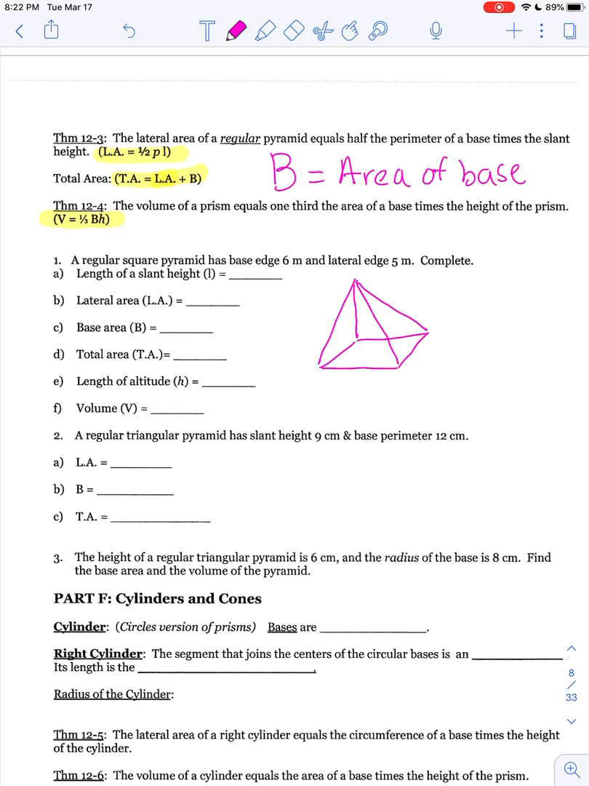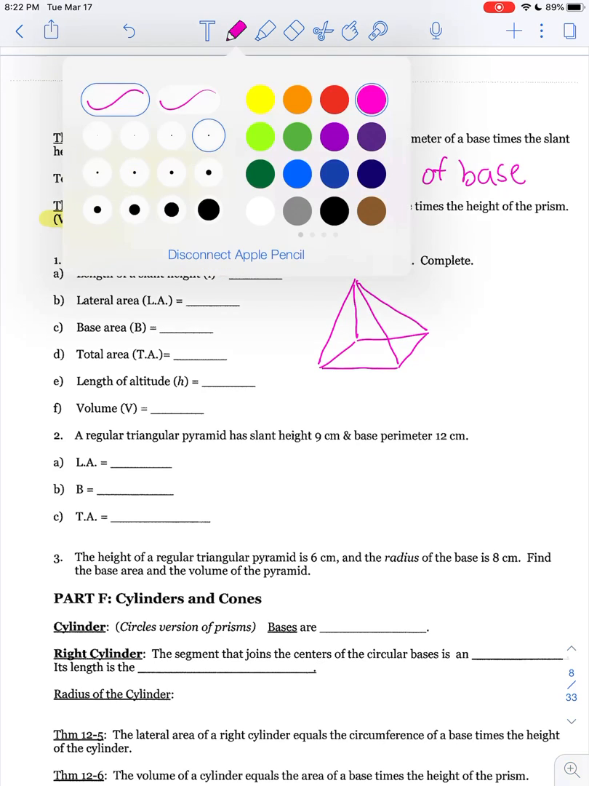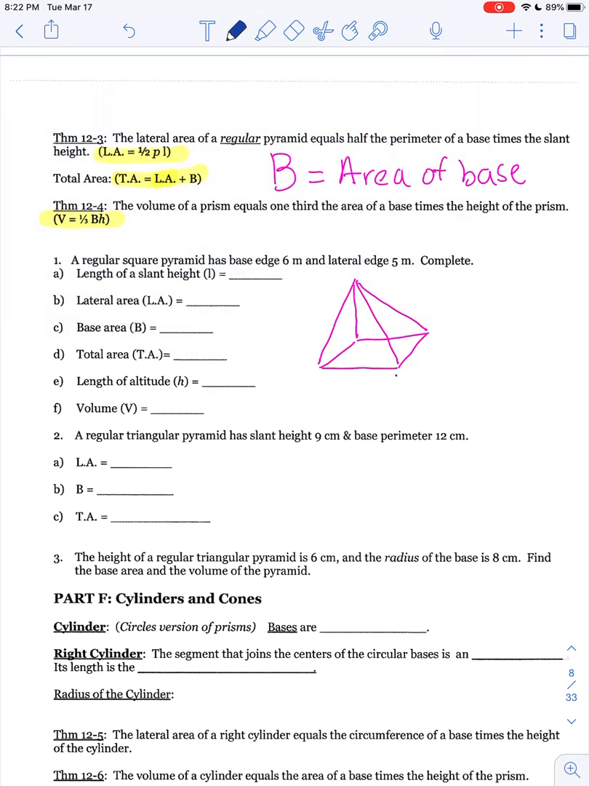Okay, and the description also tells us that the base edge, so one of the edges of the base, is 6. And one of the lateral edges is 5. So a couple of things we're missing here. If we're asked to find all of these values, we'll eventually need to know what the altitude is, and then also what the slant height is.